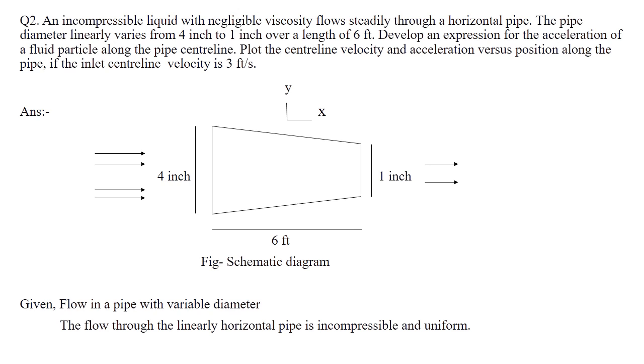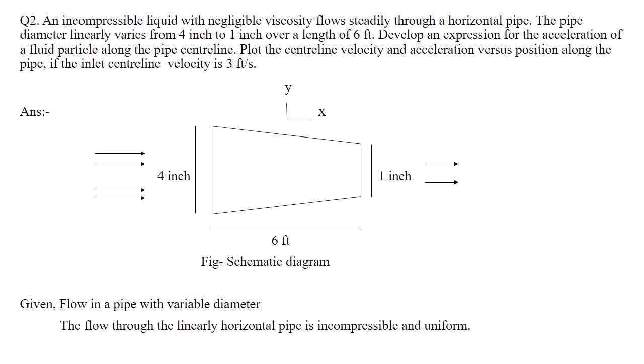So let us move on, and this is our second question. It says an incompressible liquid with negligible viscosity flows steadily through a horizontal pipe. The pipe diameter linearly varies from 4 inch to 1 inch over a length of 6 feet. Develop an expression for the acceleration of a fluid particle along the pipe center line. And we also have to plot a graph of velocity and acceleration versus position. And the inlet center line velocity is given as 3 feet per second.